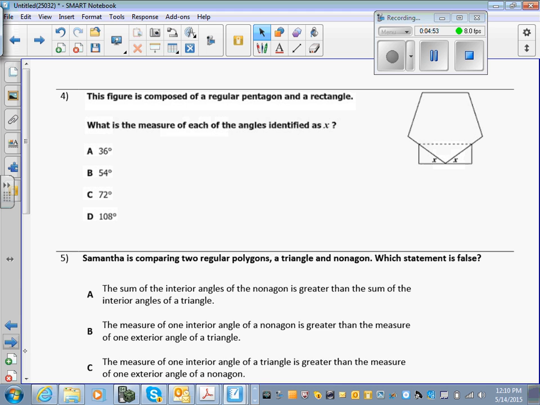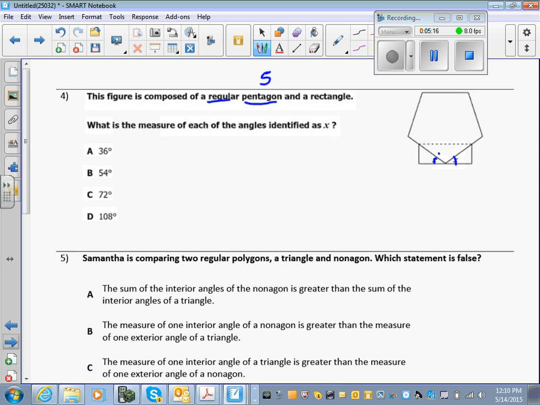All right, number 4, this is a polygon question. This figure is composed of a regular pentagon and a rectangle. A pentagon has 5 sides, and regular means all sides and all angles are congruent, and a rectangle is given. What is the measure of an angle identified as x? So this is what we're trying to find, one of the x's.